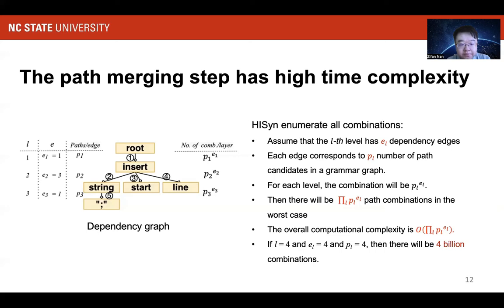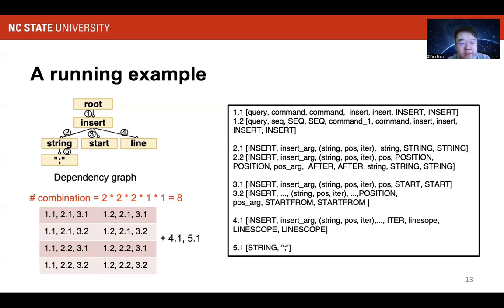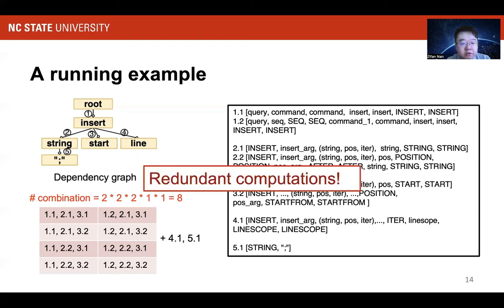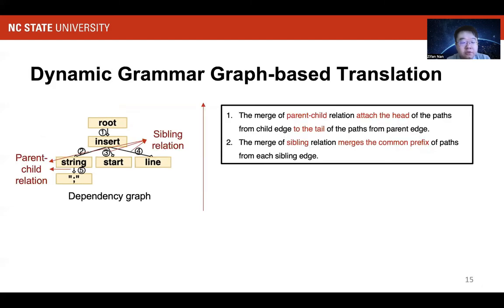So let's take a look at a running example. With the same dependency graph, edges 1, 2, 3 each have 2 path candidates. Then the total is 8 combinations. But if we look at those combinations, there are redundant computations. Can we reduce these redundant computations?